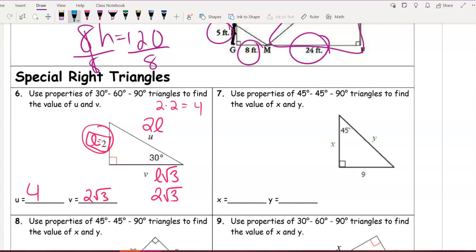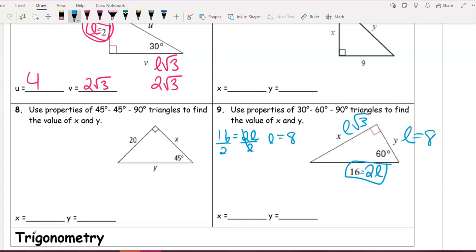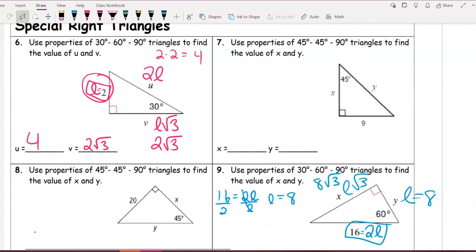Let's take a look at the next one. We'll do number 9 next. Again, a 30-60-90 triangle where the short leg is L, the long leg is L square root of 3, and the hypotenuse is 2L. This time they only give us 2L is 16. So if 16 equals 2L, we need to solve for L. We divide by 2, and L equals 8. So this L is 8, and this one will be L square root of 3. So Y is 8, and X is 8 square root of 3. Perfect. Now let's move on to the 45-45-90.